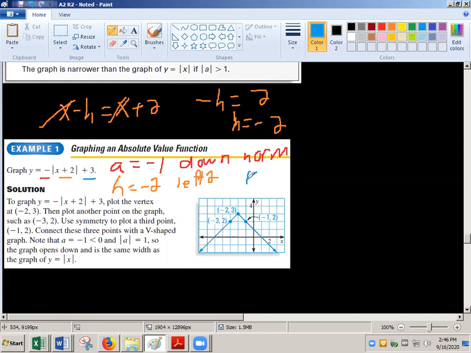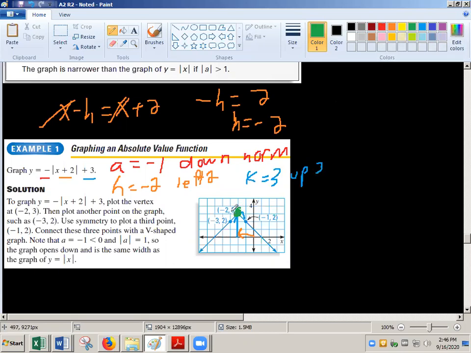It's very straightforward. K value equals 3. So we're going to go up 3. So my vertex is going to take a little journey, okay? It's going to take a journey 2 to the left, and then up 3 relative to its original position. And that's how we get a vertex sitting right here.